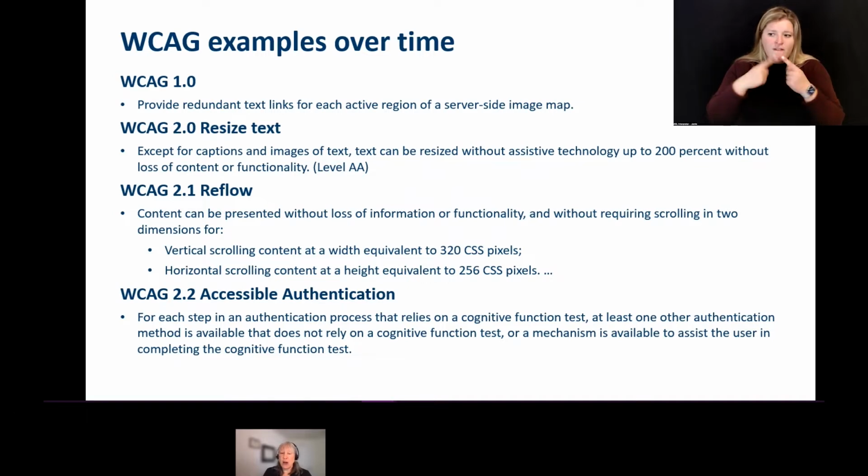WCAG 2.1 has been out for a bit. We are currently working on WCAG 2.2. It will come available hopefully later this year. And an example from that also addresses some new technology really around authentication. One example is Accessible Authentication, and it says, for each step in an authentication process that relies on a cognitive function test, at least one other authentication method is available that does not rely on a cognitive function test, or there's a mechanism available to assist the user in completing the cognitive function test. And that might be something like a password management tool.